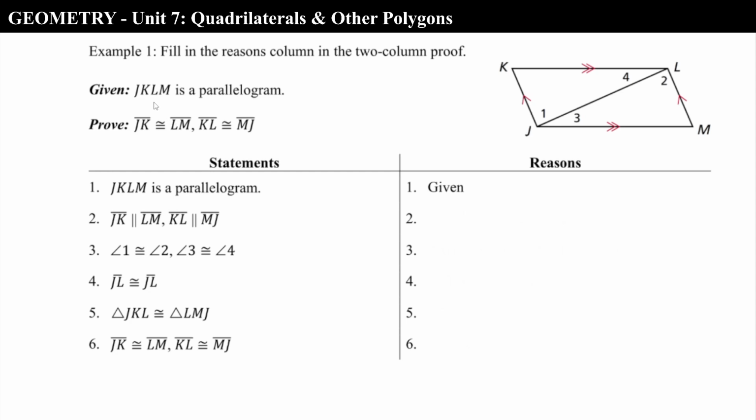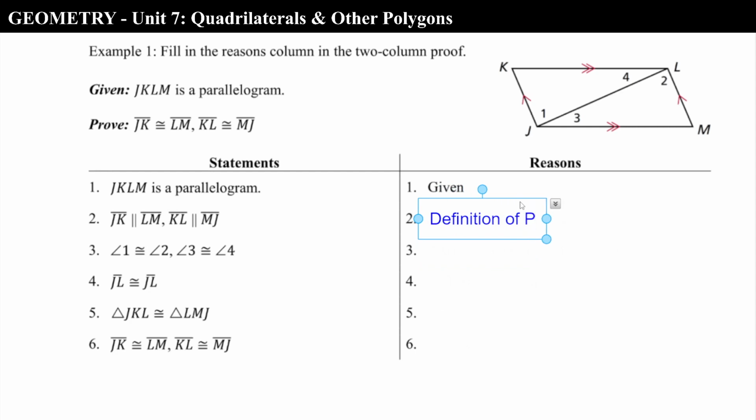We want to show that JK, which is here, is congruent to LM, which is here, and that KL is congruent to MJ. So what we want to do is show that if we have a parallelogram, that the opposite sides are congruent, which is one of the properties. In fact, it's the first property that you have listed. So we're going to prove that. So we start off with JKLM being a parallelogram. That's given. We know that JK is parallel to LM and that KL is parallel to MJ because that is the very definition of a parallelogram.